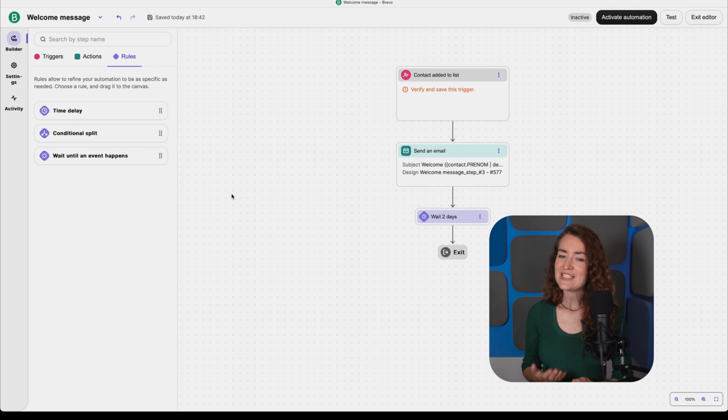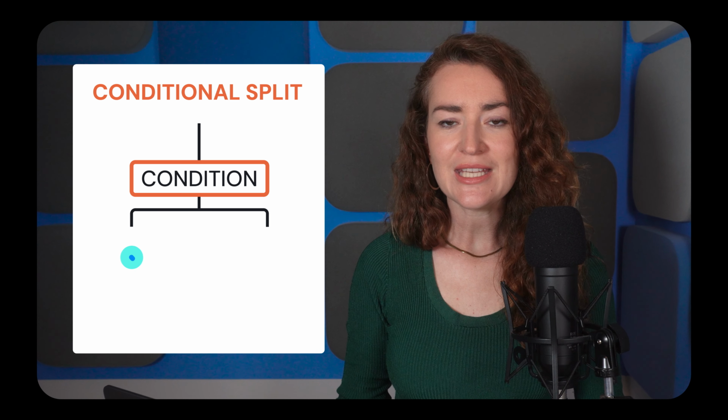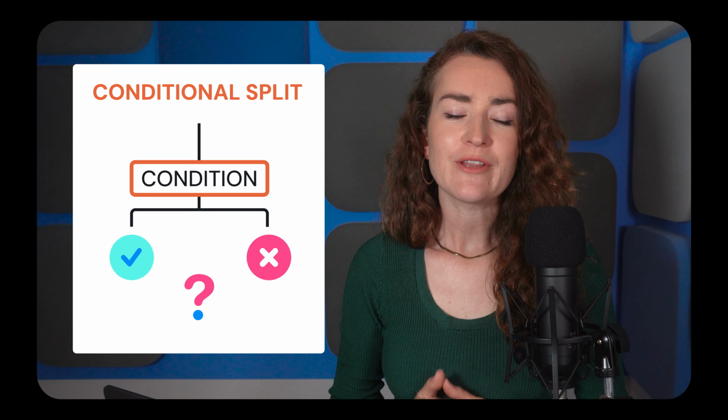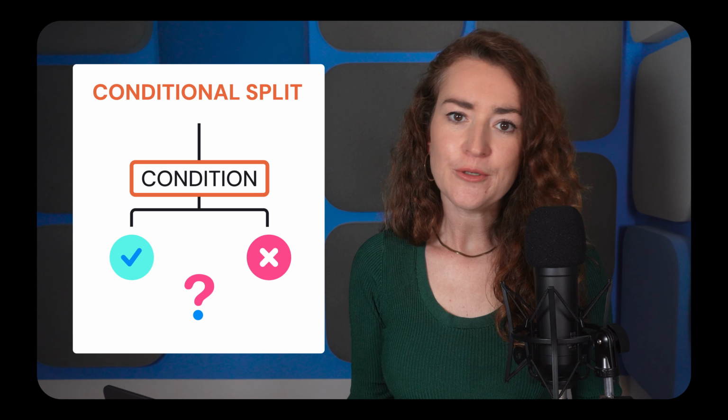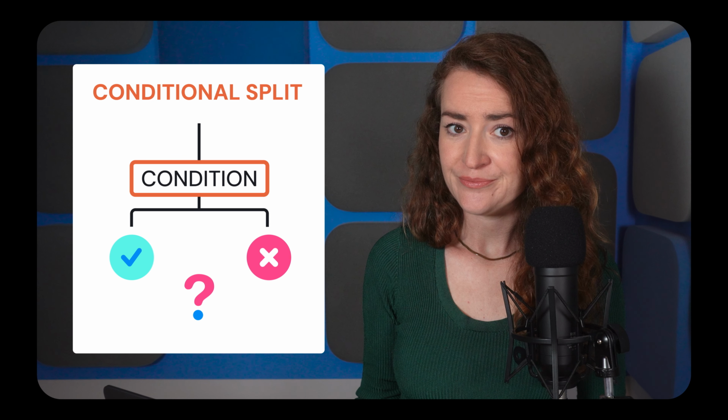If you want to be really targeted with your messaging, you can add a conditional split. This allows you to send an email only to those who meet the conditions you set. For example, you may only want to follow up with those who clicked on a particular link, or perhaps you want to only email those who didn't open your previous email. Let me show you how this would work in the example of clicked versus not clicked.